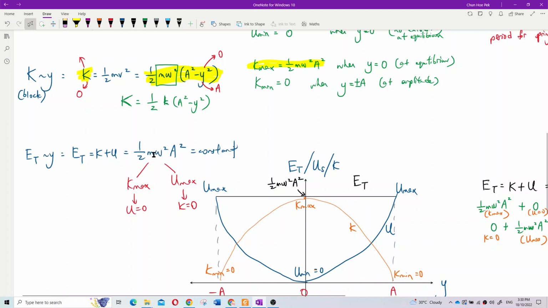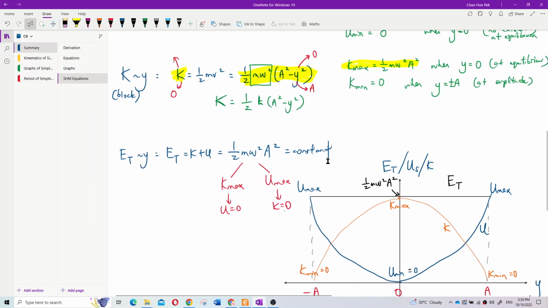This value is actually the maximum kinetic energy or maximum elastic potential energy in the spring. When K is maximum, potential energy is 0. When U is maximum, K is 0. So the total energy formula is half m omega square A square. It is always constant because there is no energy loss due to friction. The surface is smooth.